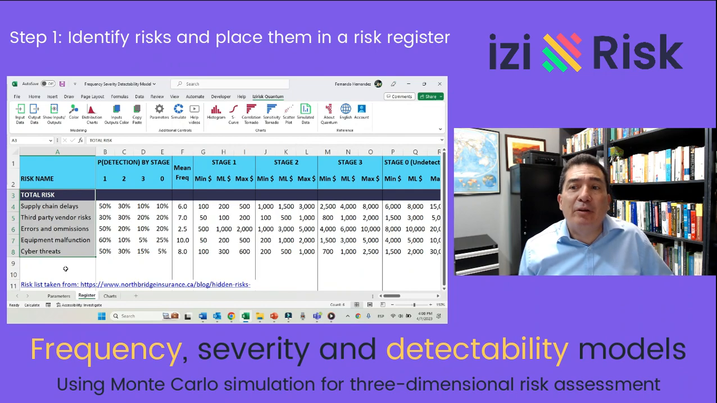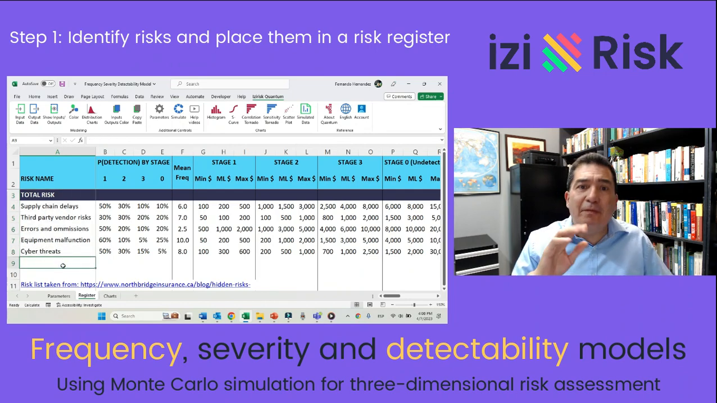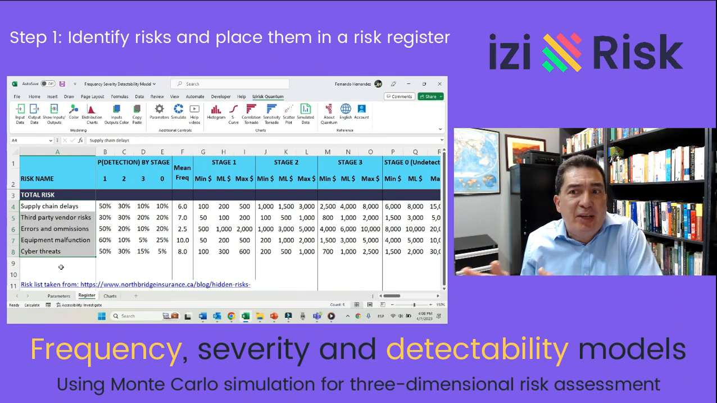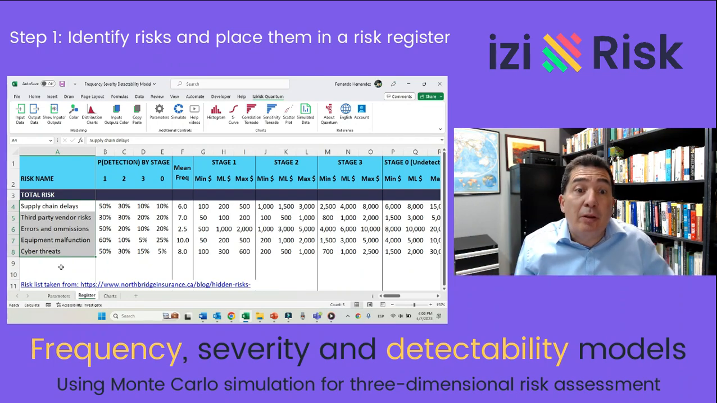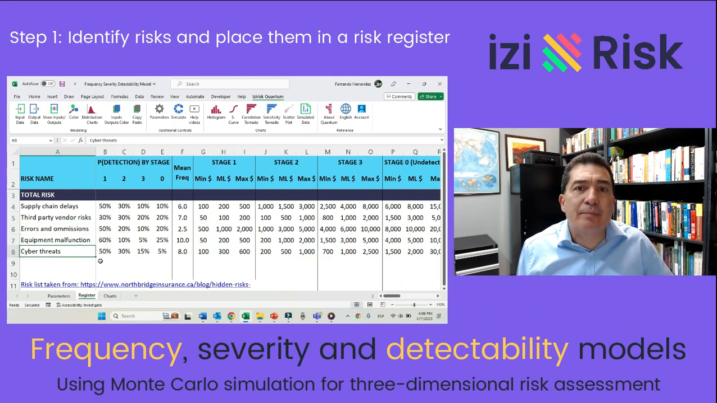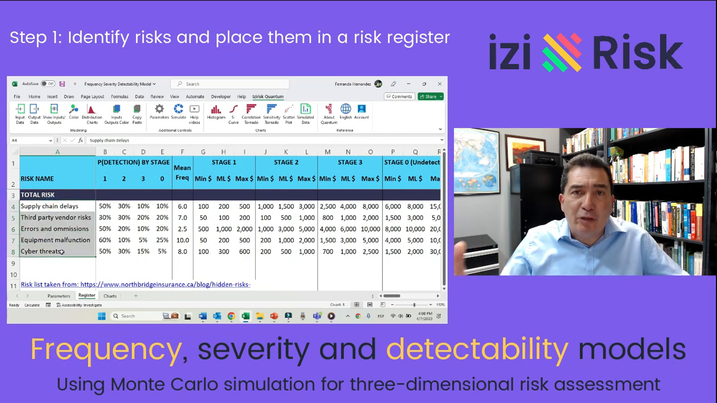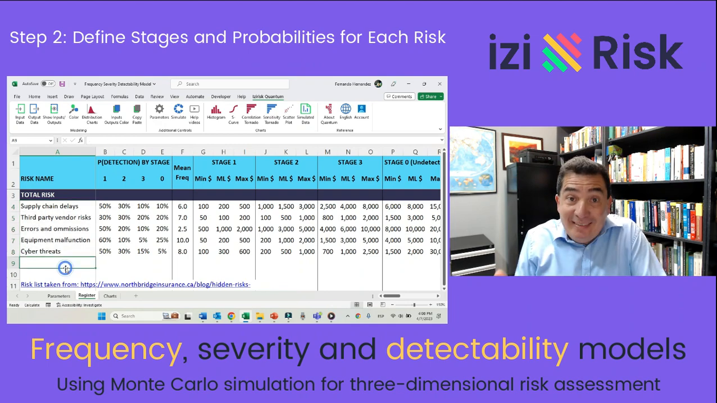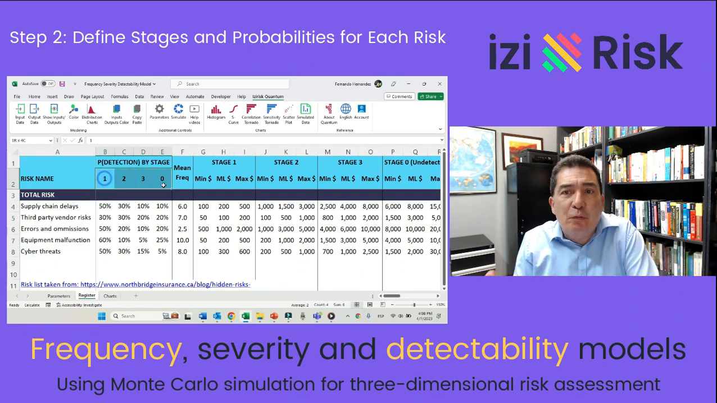In this food manufacturing company example, we have identified 5 major risks. A detailed description of each risk is added to this article. I will just mention the risk definitions: supply chain delays, third-party vendors, errors and omissions, equipment malfunction, and cyber threats. That's it. You place them on a register and you have them there. That's your risk register. Step 2. Define stages and respective probabilities for each risk.